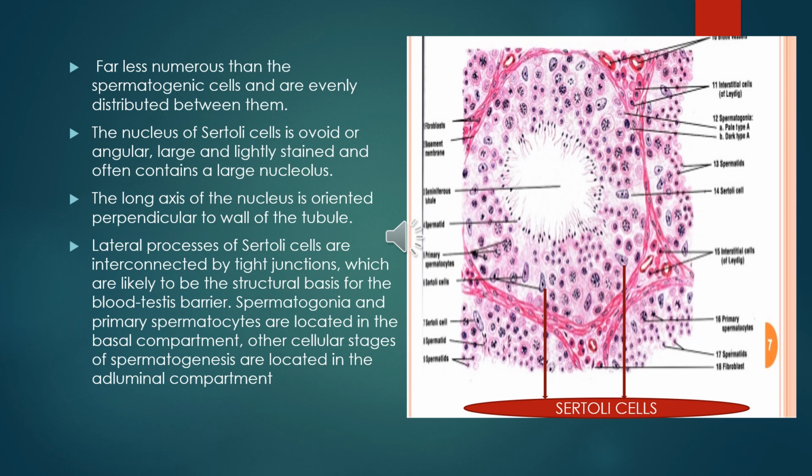for this nucleus. It has some process laterally, that is a lateral process, and this lateral process of one Sertoli cell is connected to the lateral process of the next Sertoli cells. So they are interconnected by means of a tight junction. It forms the basis of blood-testis barrier. So the spermatocytes or spermatogonia are protected from the blood. So spermatogonia and the primary spermatocytes are located in the basal compartment, and other cellular stages are located in the luminal compartment toward the lumen. So this is how the Sertoli cells are located there.